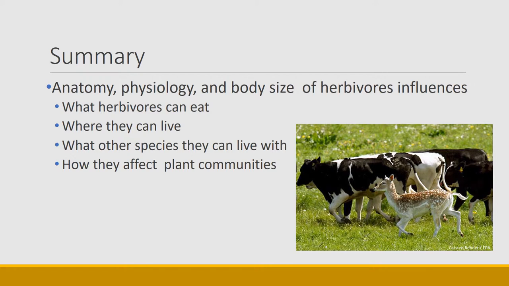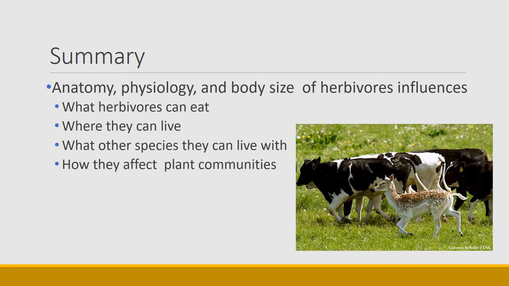So in summary of the last two lectures, your anatomy, your physiology, and your body size all interact together to determine lots of things about you that are important. What foods you can actually eat, therefore where you can live, what habitats you can be in, what other species you can live with. If everybody's fighting for the same grass, that might be more difficult than if some are eating the browse and some are eating the grasses, such as maybe this fallow deer in with these cows.